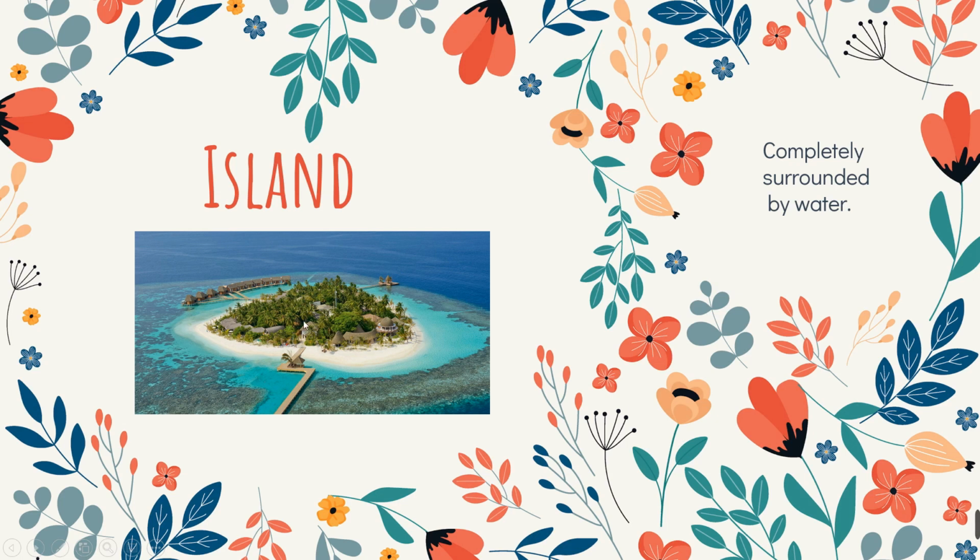Now an island. An island is a small piece of land which is completely surrounded by water. As you can see here, we have water all over the place. So this is an island.